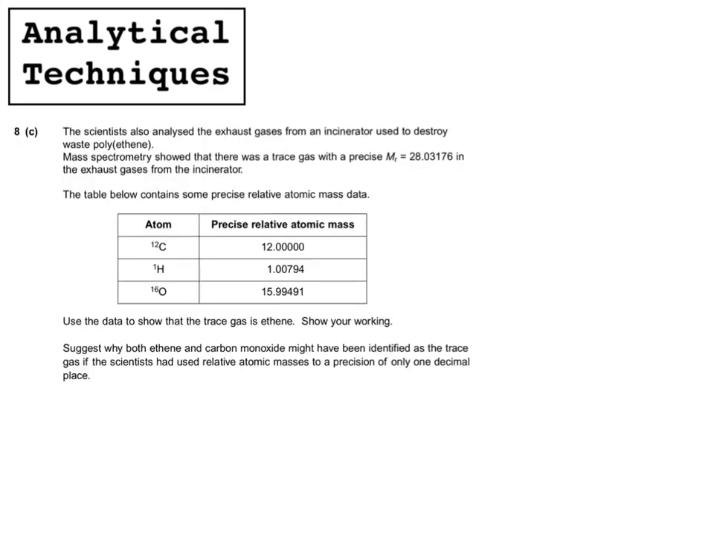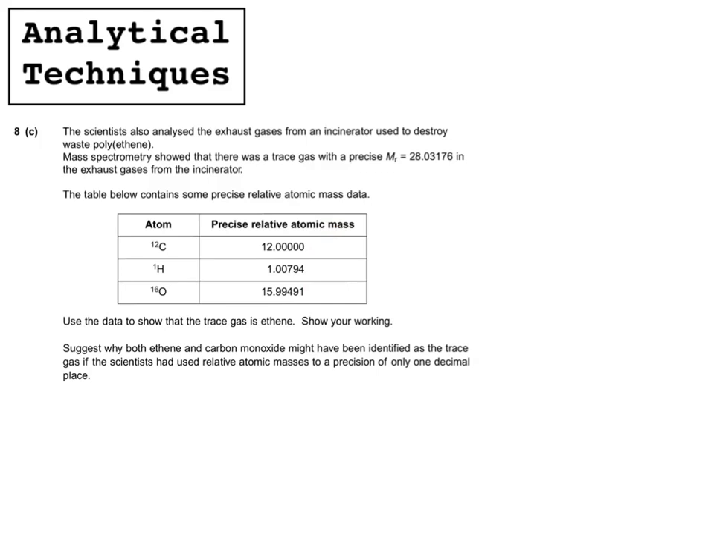This is a mass spectrometry question. So it says, the scientists also analysed the exhaust gases from an incinerator used to destroy waste polyethylene. Mass spectrometry showed there was a trace gas with a precise MR to 5 decimal places of that number in the exhaust gases from the incinerator. The table below contains some precise relative atomic mass data. So there we are, they're all to 5 decimal places. It says, use the data to show that the trace gas is ethene.